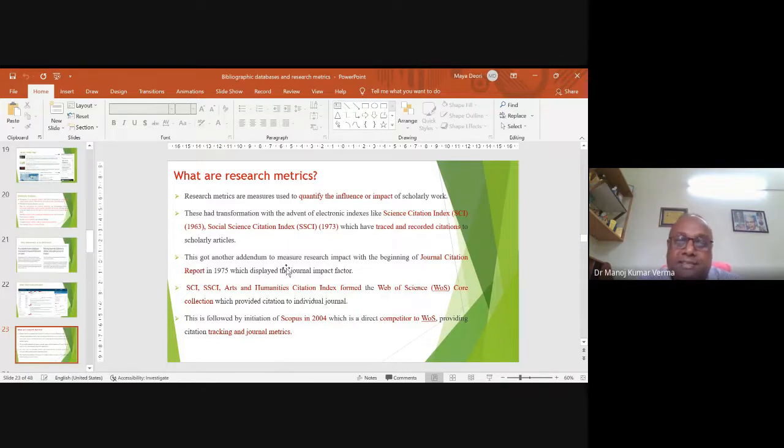We called it research metrics. Research metrics are measures used to quantify the influence or impact of scholarly work. Suppose we are quantifying the impact of the scholarly work going on by a particular institute, in a particular discipline, or by a particular region. We can quantify it by using these research metrics.